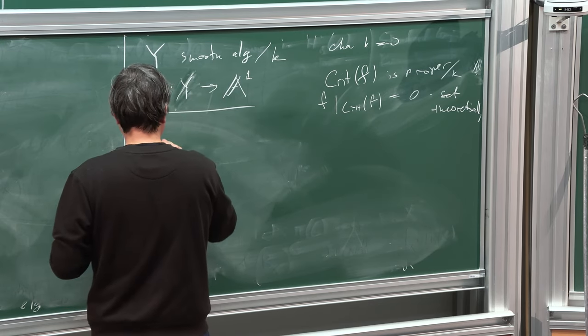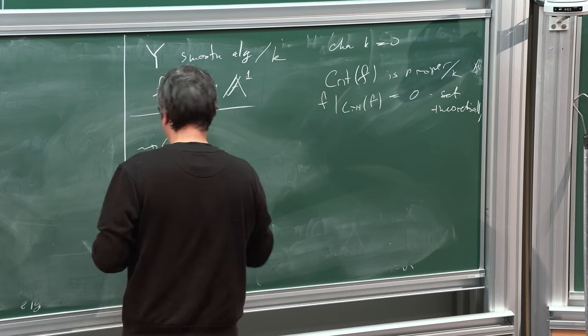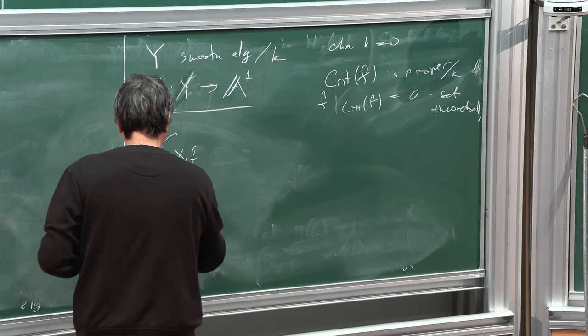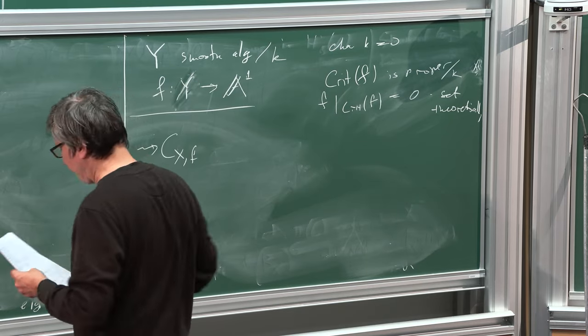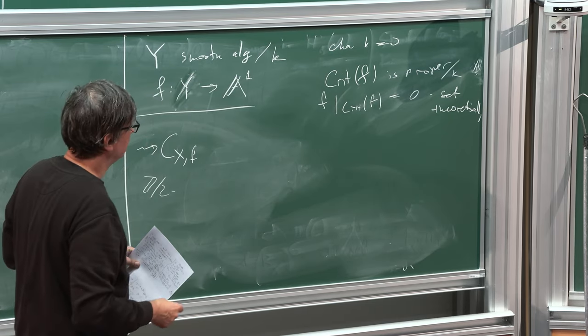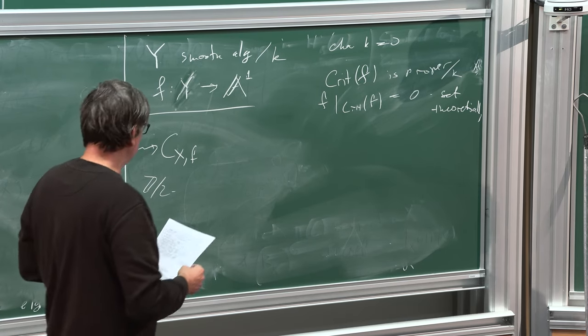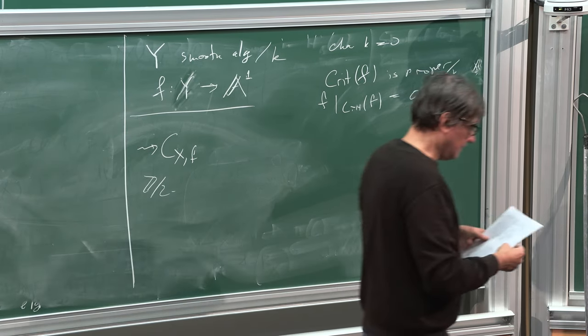Then you get a category which can be described in different ways. It will be a Z2-graded category, and people prove that it's smooth and proper. Do you allow f to be identically zero? Yes, I can allow that.